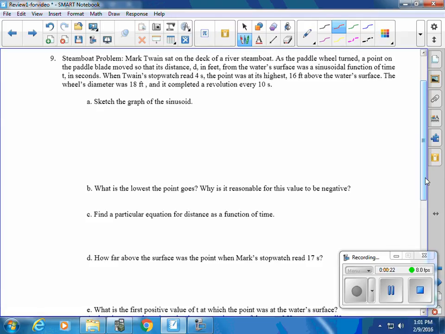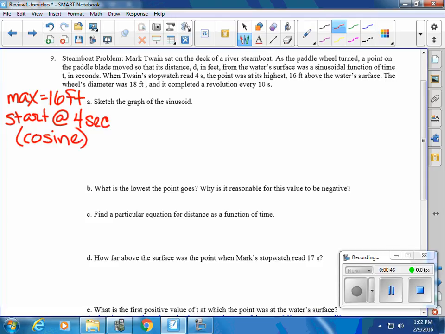When Twain's stopwatch read 4 seconds, the point was at its highest, which was 16 feet above the water surface. So right now, I want to write down that the max is 16 feet. And I know that that is starting at 4 seconds. And if we're talking about starting at a maximum, I do want to note that that would be cosine that starts at a maximum. Now this could mean sine or cosine, so don't let that confuse you. It just means a periodic curve.